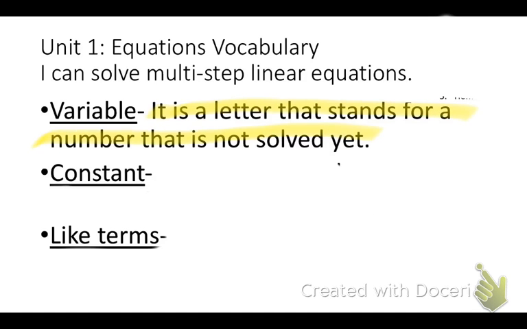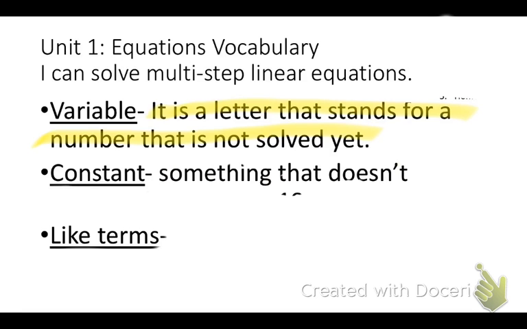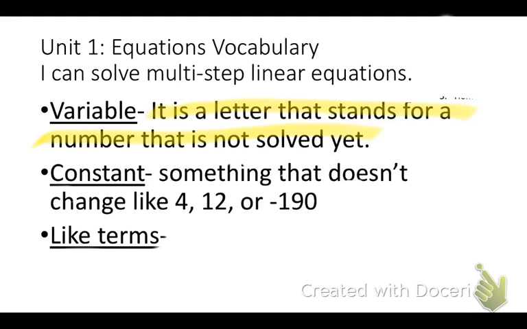All right, so constant. Well, if a variable is the letter, the constant is the other number, the number that doesn't change. So the real definition of constant is the number that doesn't change. We know 4 is the number 4. We know 12 is the number 12. And the same thing is true for our negative numbers. Negative 190 is still negative 190.